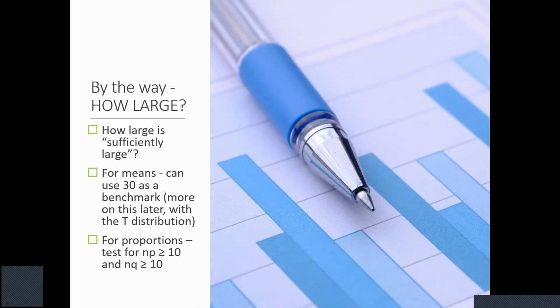So for means, you can use 30 as a benchmark, and we'll talk about that more later when we look at the t-distribution. For proportions, you want to test and see whether np, so the sample size times the sample proportion, is greater than or equal to 10, and whether nq, so q, remember, is 1 minus p, is also greater than or equal to 10. And if not, then there could be a concern. And that would be one reason to use a bootstrap instead of the theoretical distribution.